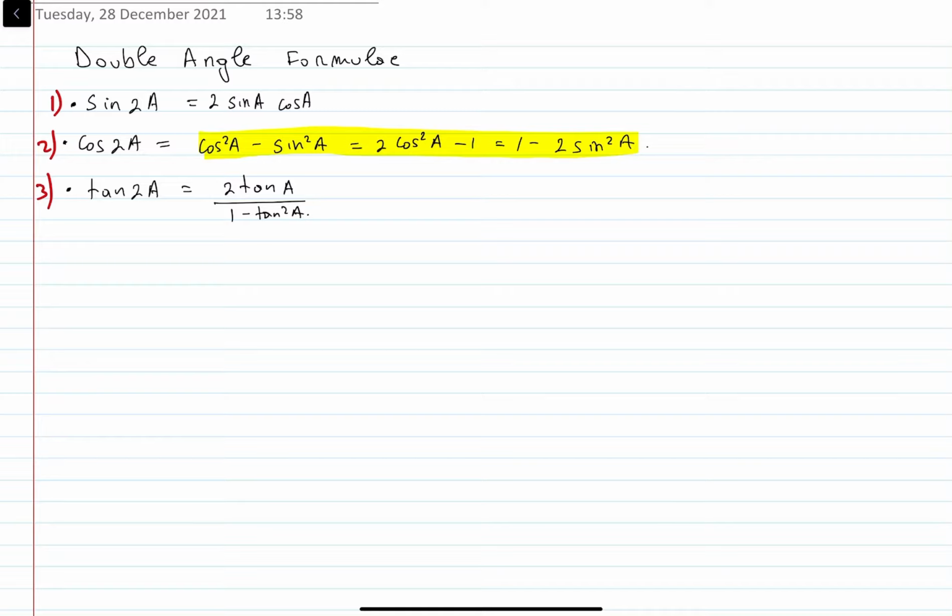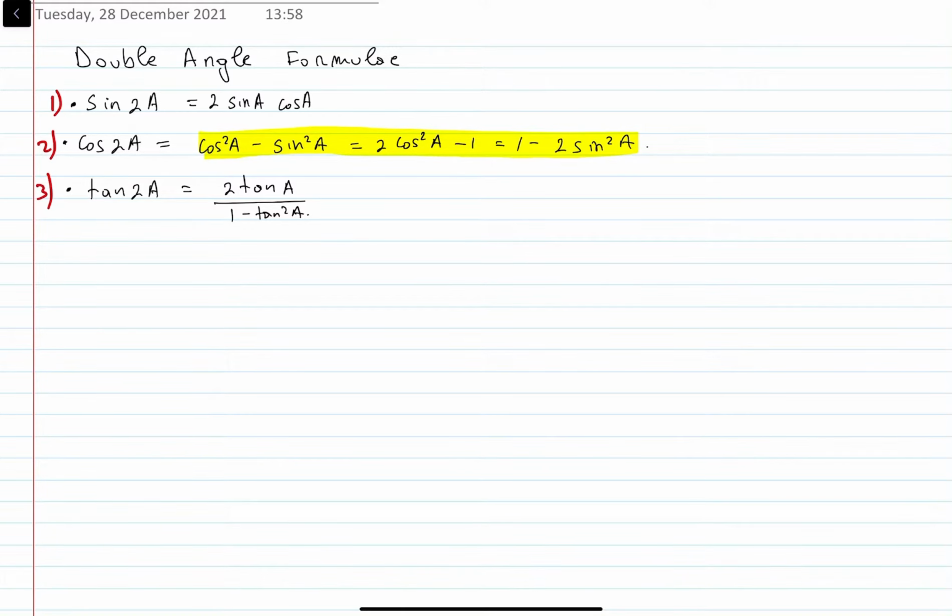So your first formula is sine of 2A, which I've highlighted here. Sine of 2A is just 2 sine A cos A. Then you've got a second formula, which is cos of 2A, and that's going to be equal to cos squared A minus sine squared A, which equals 2 cos squared A minus 1, and that's going to be equal to 1 minus 2 sine squared A. And the third one, which is the tan formula: tan of 2A is going to be equal to 2 tan A over 1 minus tan squared A.